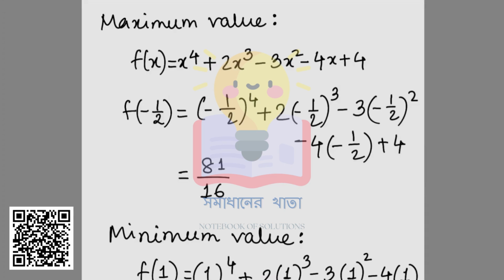Now let us put the critical point minus half in the given function f of x. So this was the f of x. Let us put minus half in this function. This gives us the value of 81 divided by 16. This is the maximum value of our given function.